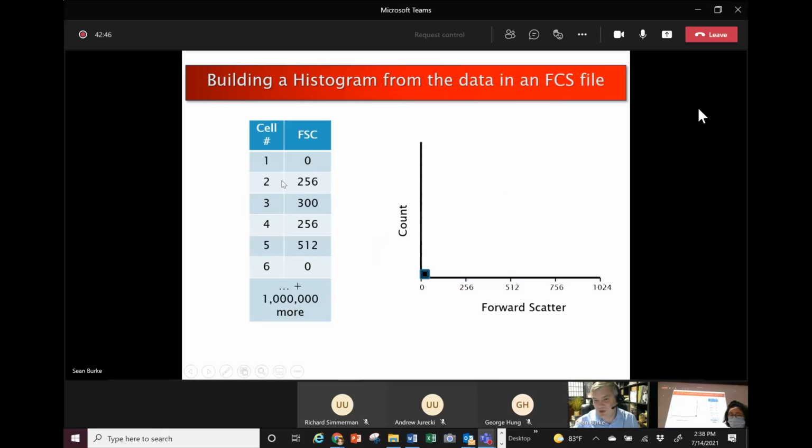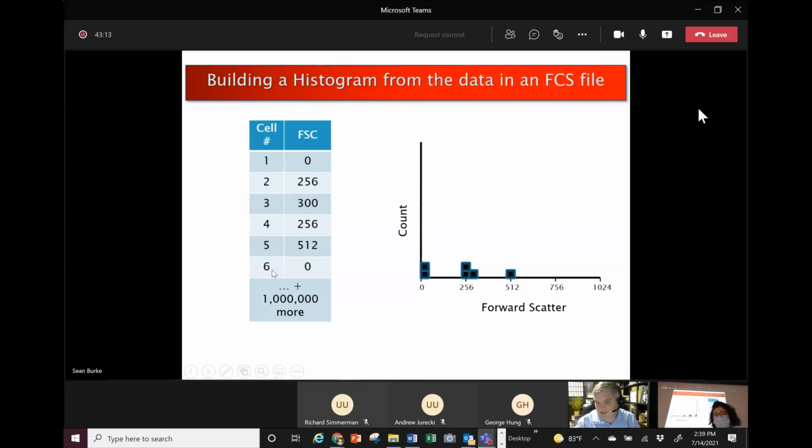Then cell number 2 came along that laser. And we make a measurement, and the measurement is 256. So we can assign it a value of 256. And we make a measurement for cell number 3, and a measurement for cell number 4, and a measurement for cell number 5, and another measurement for cell number 6. And it kind of looks like we're building up little bar graphs here. And that's how we generate these histogram displays that we look at with flow cytometry data.